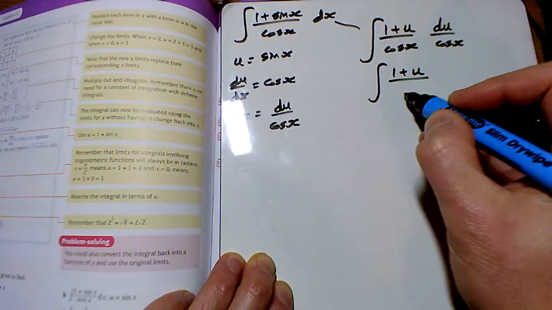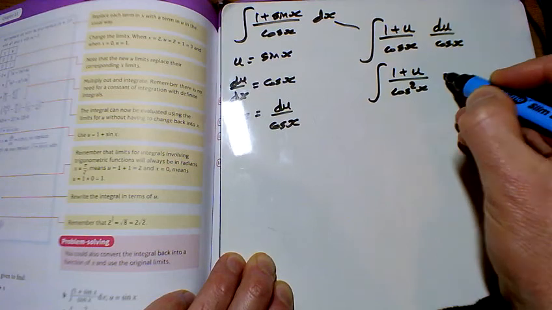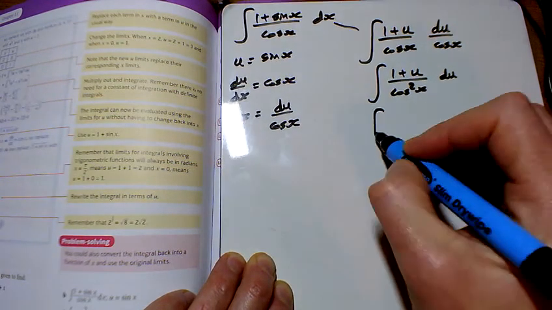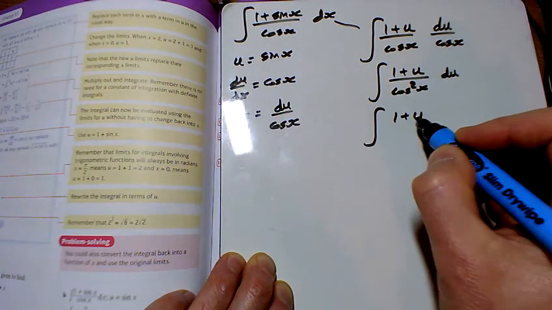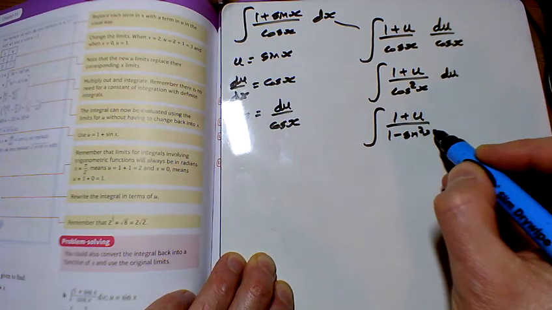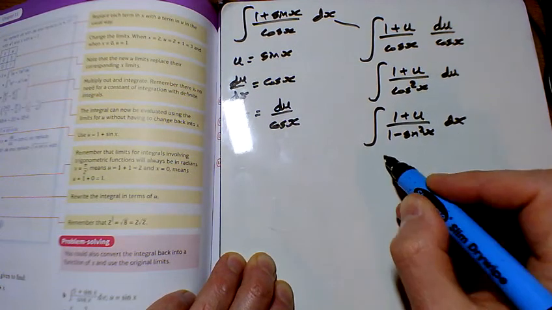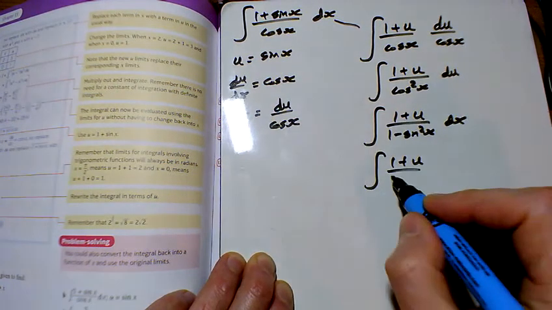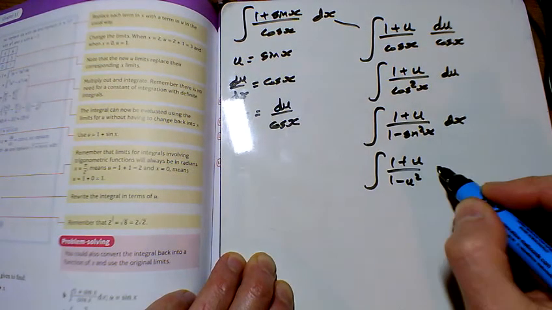But we could just say that that's a cos squared x on the bottom. Now we can't integrate that. We've got x here, so we're going to have to continue playing with this. And remember that cos squared x, of course, is 1 minus sine squared x, and sine x is what we had here. So this is 1 minus u squared.